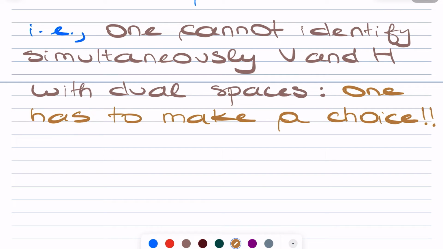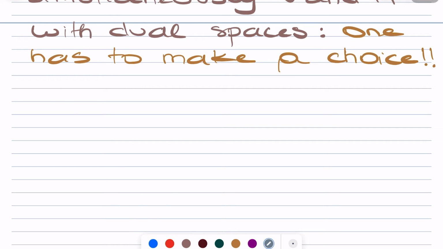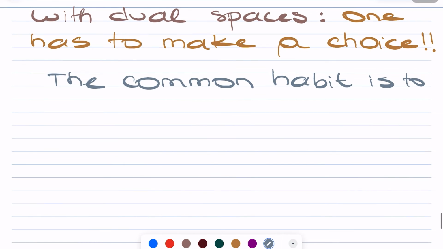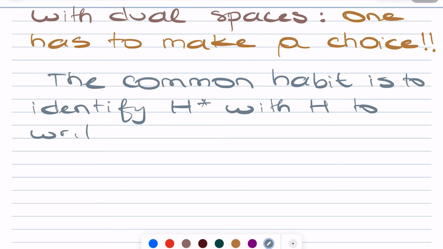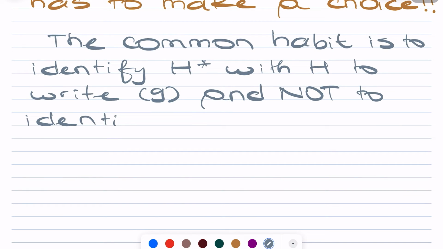The common habit, for those familiar with optimal control with PDEs, is to identify H star with H, in order to write relation 9 that we saw above, and not to identify V star with V.